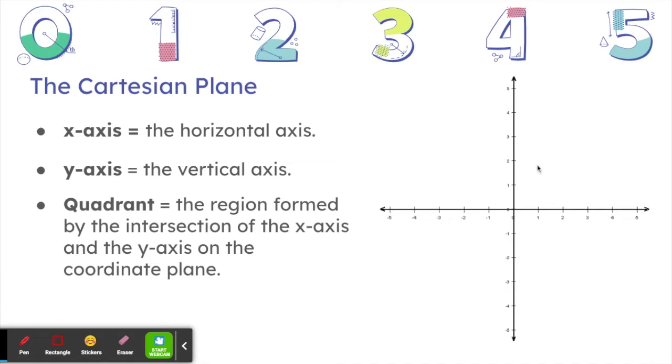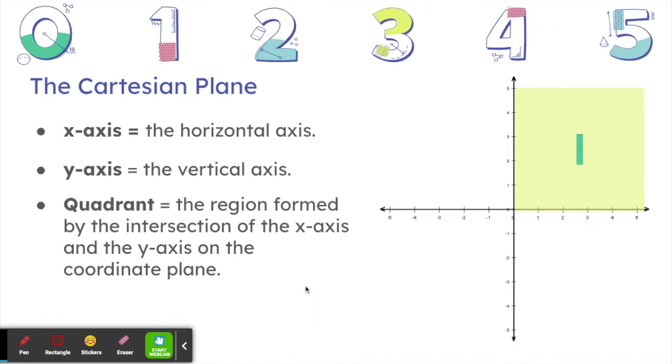So a quadrant is the region formed by the intersection of the x-axis and the y-axis on the coordinate plane. We numbered the four squares of the four quadrants like this using Roman numerals. So this is quadrant 1. And this is actually the only quadrant that we are going to be using for the rest of our unit.